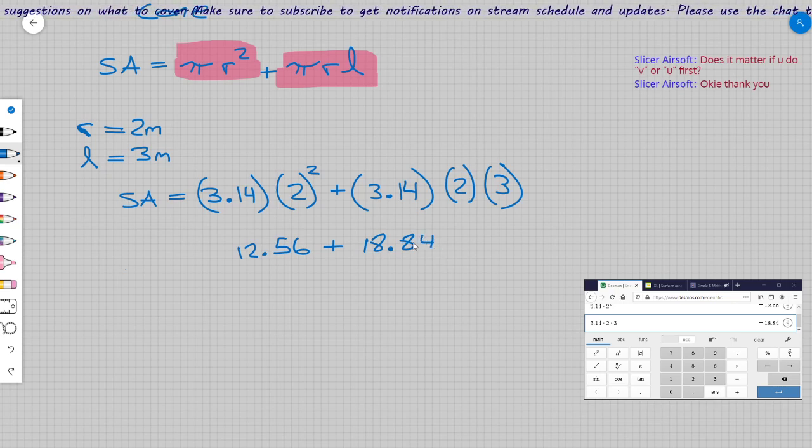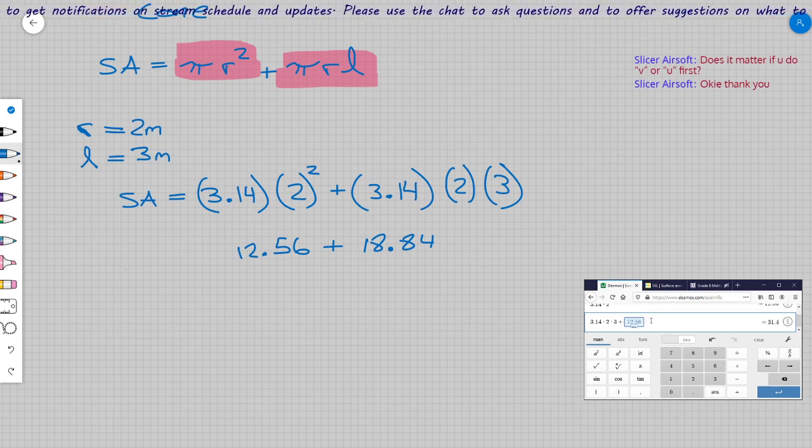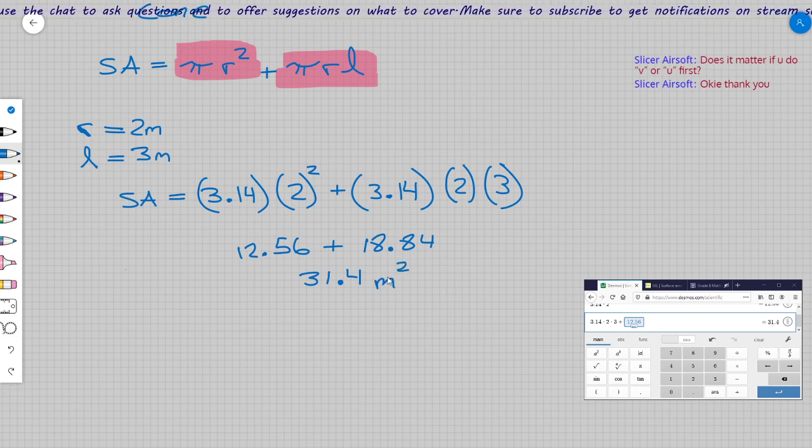I'm going to press enter again. Or at this point, you could do one other thing. You could also just press plus, and then you could use the last answer that was up here, so plus answer, that was our 12.56, or plug it in and you get 31.4 is our answer. They were meters, and with area, it's always square units, so 31.4 meters squared.